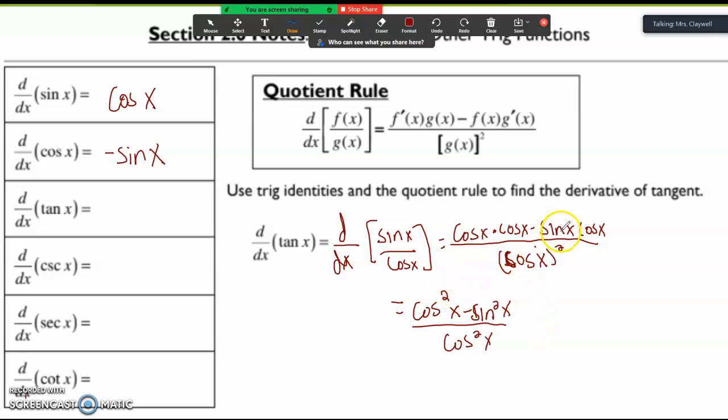I made a mistake here. Sorry. High d low would look like that. And then this ends up becoming, we know that sine squared plus cosine squared equals 1.